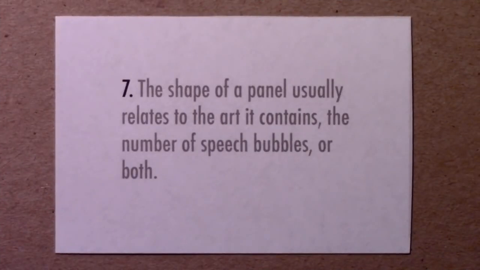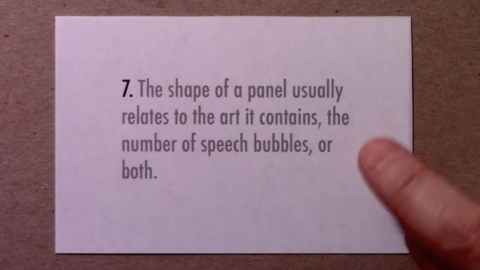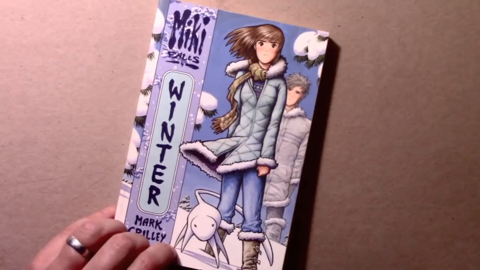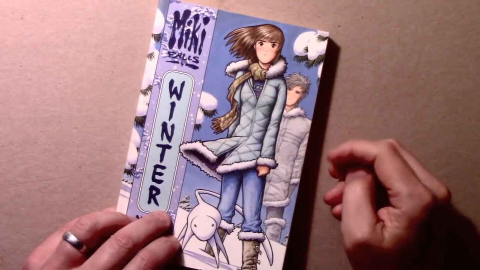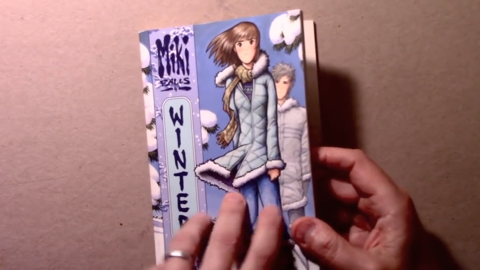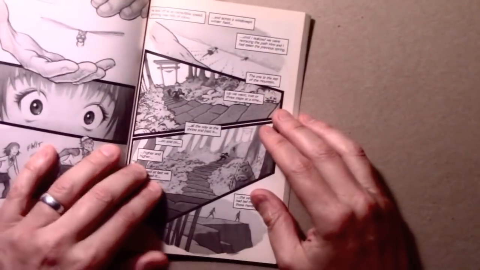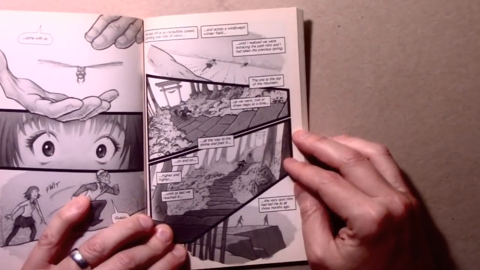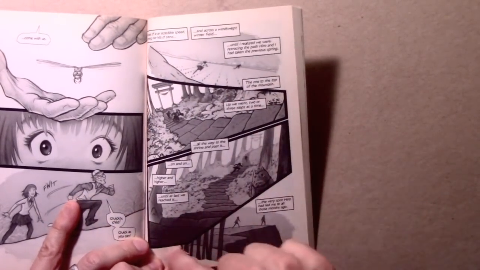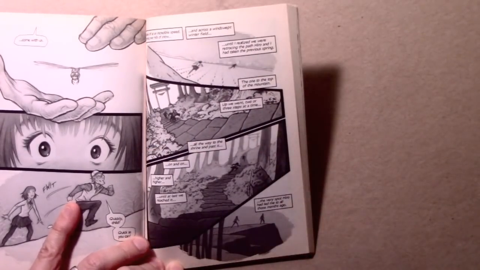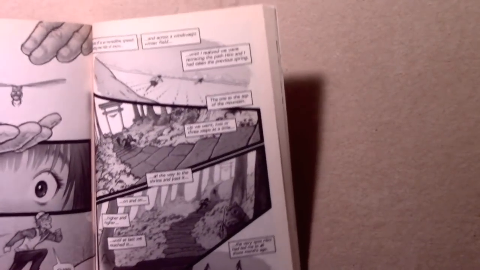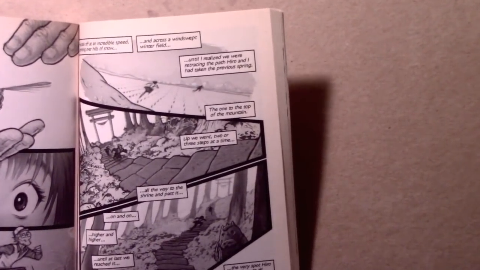Number 7, the shape of a panel usually relates to the art it contains, the number of speech bubbles, or both. Now we've already touched on this a little bit in the previous examples, but here I'm going to pull out Miki Falls, my manga series from a number of years back, and I was using quite an unusual layout style in those days, in which I would allow myself to make oddly shaped panels that were really built around the wording, the speech bubbles, the word balloons, and the art.